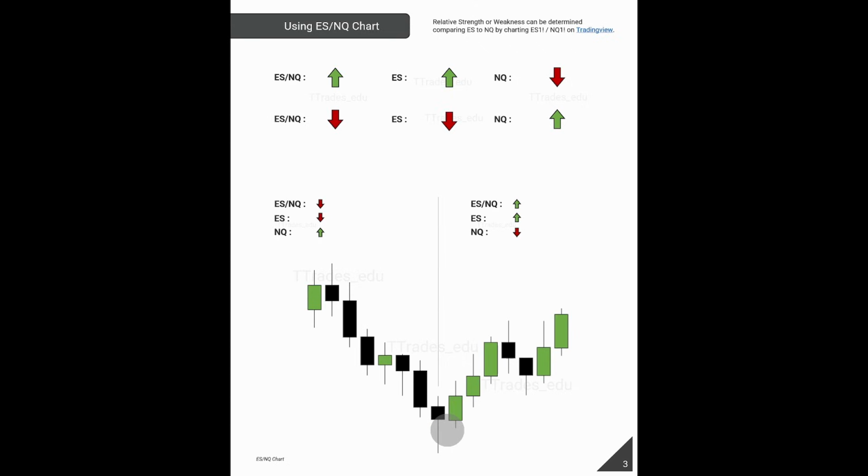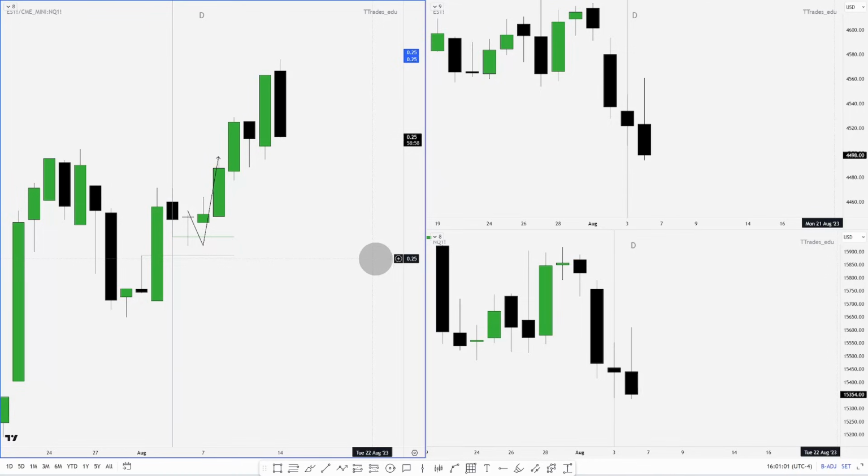Now I understand this can be a bit overwhelming, so let's hop into the charts and go over a few examples. So here we are on the charts. We have our ES divided by NQ chart right here, our ES and NQ charts over here, all on the daily time frame as shown here. So we're going to go ahead and walk through each day of this week, just showing how to use the relative strength and weakness of this chart for ES and NQ.